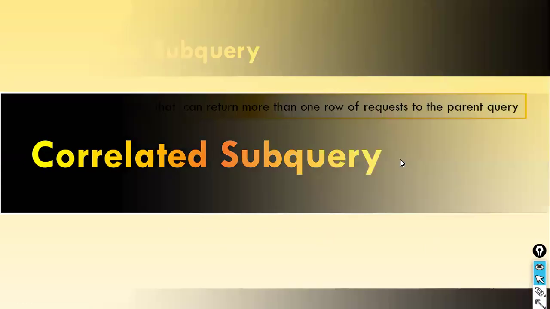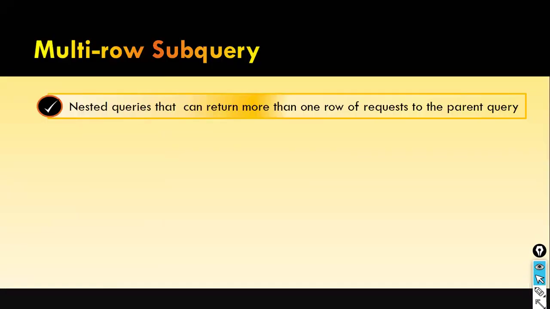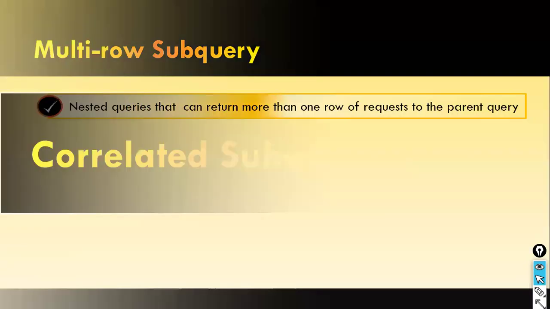So anybody has any idea? What is a correlated subquery? It is a subquery that uses the values of the outer query. So in this case, the subquery is dependent on your outer query. In the previous case, in the case of a non-correlated subquery, as the name suggests, the subquery and the outer query were completely independent. There is no relation. Whereas in the case of a correlated subquery, the subquery has to depend on your outer query.